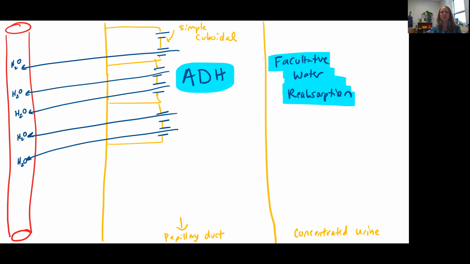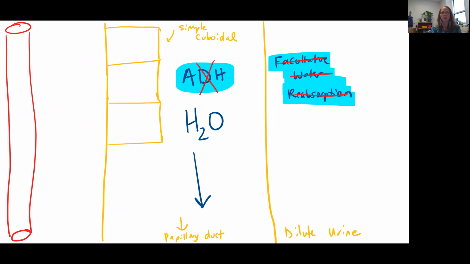You can continue the facultative water reabsorption at the collecting duct in the presence of the antidiuretic hormone. So it's the same story. We're going to see these cells making, again, those aquaporin channels so that the water can be reabsorbed. If you do not have antidiuretic hormone, then you do not get facultative water reabsorption, and instead that water is secreted, forming a dilute urine.